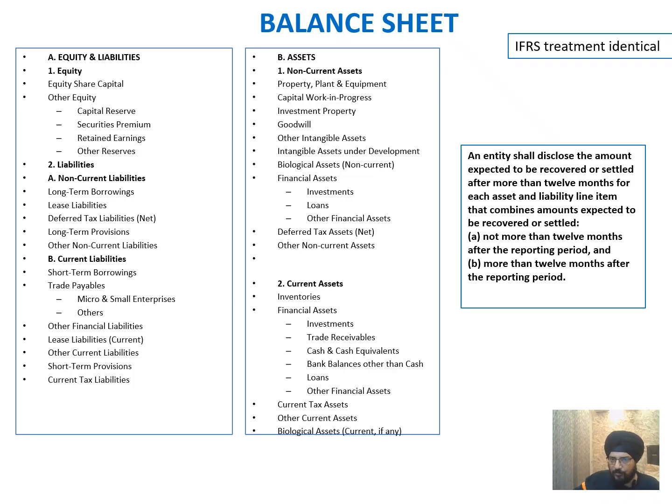An entity shall disclose the amount expected to be recovered or settled after more than 12 months for each asset and liability line that combines amounts expected to be recovered or settled not more than 12 months after the reporting period and more than 12 months after the reporting period. So these are two things that we are going to consider in the next slide when we talk more about current and non-current. So basically, the period of 12 months is given for anything which is treated as current, and anything which is beyond 12 months of an operating cycle period is treated as non-current. We'll speak more about this in the next slide.